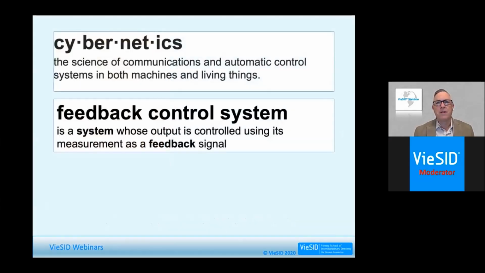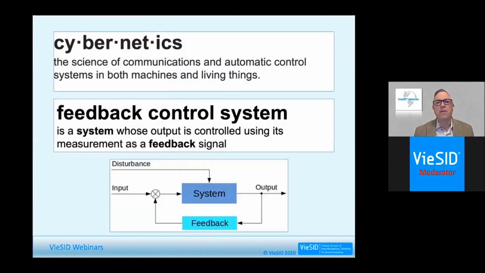Now, the definition of cybernetics is the science of communication and automatic control systems in both machines and living things. The concept of a feedback control system is important in the masticatory organ as it introduces negative and positive feedback systems, which we will see influencing our diagnosis and treatment in our dysfunctional patients.